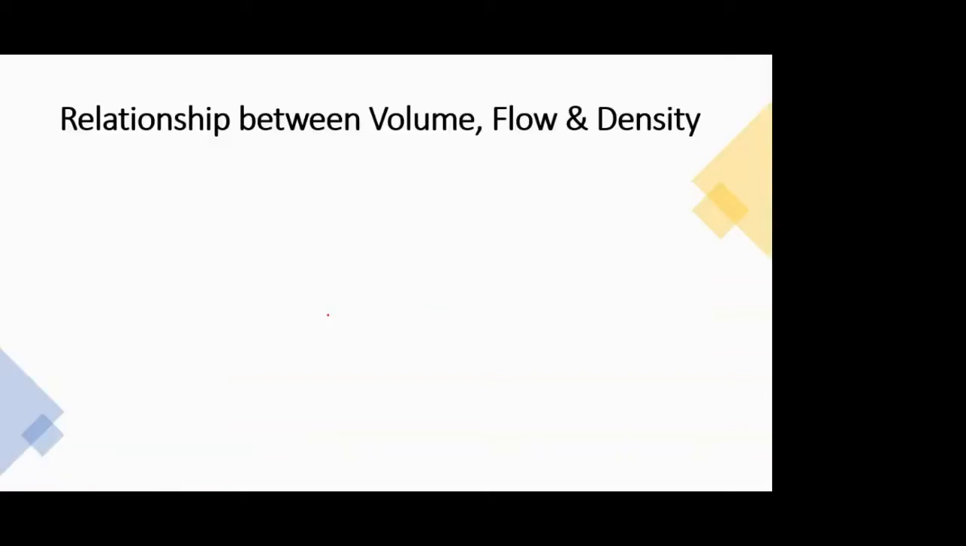Okay. So now, as you have seen all the three graphs, if I tell you to find a relationship between all these three, that is the volume, the flow, and the density, it can be written by a simple equation that Q is equal to Vs into K. Okay.